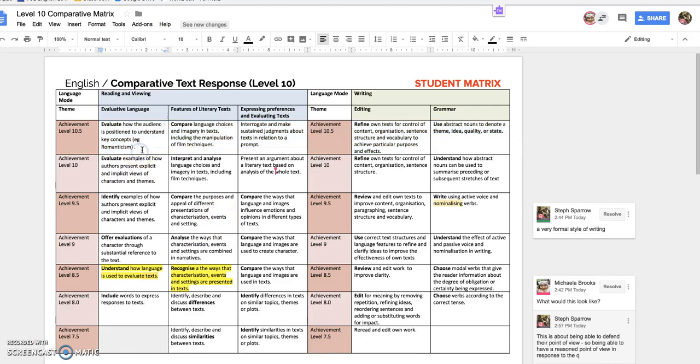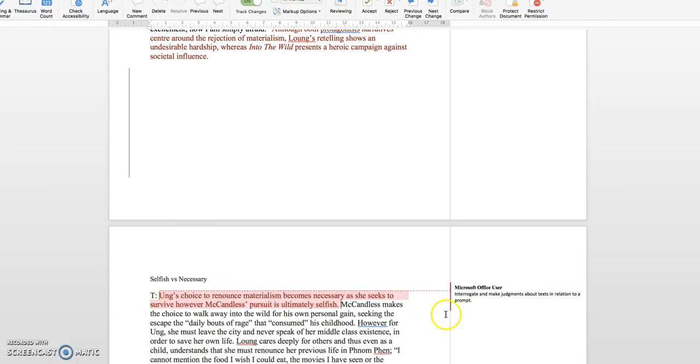Here, so our first one is evaluate how the audience is positioned to understand key concepts, e.g. romanticism. We've talked about romanticism a fair bit indirectly, okay? This whole notion of things being really glossy and really pretty. It's not romantic as in I love you, okay? So evaluate. So to evaluate something is to like make a judgment. So let's have a look at what I might have done to evaluate.